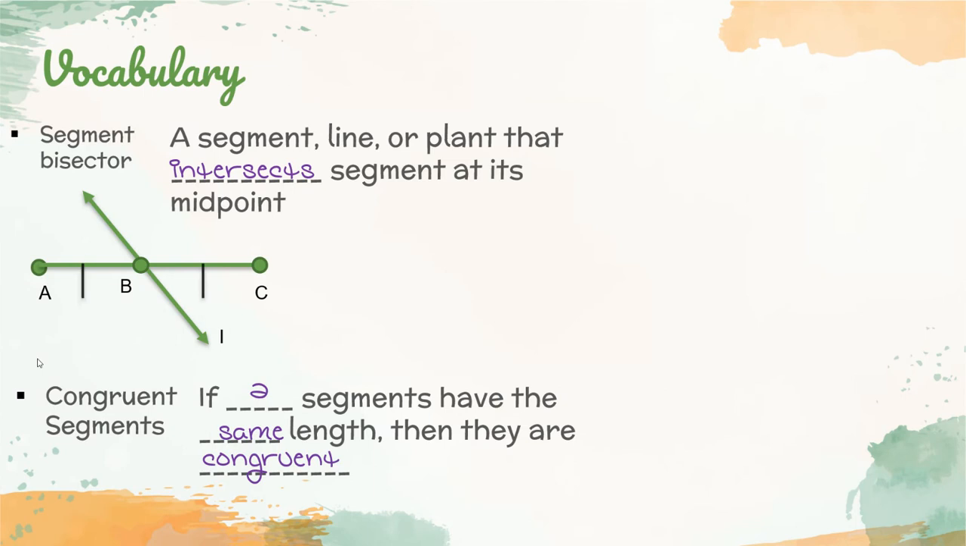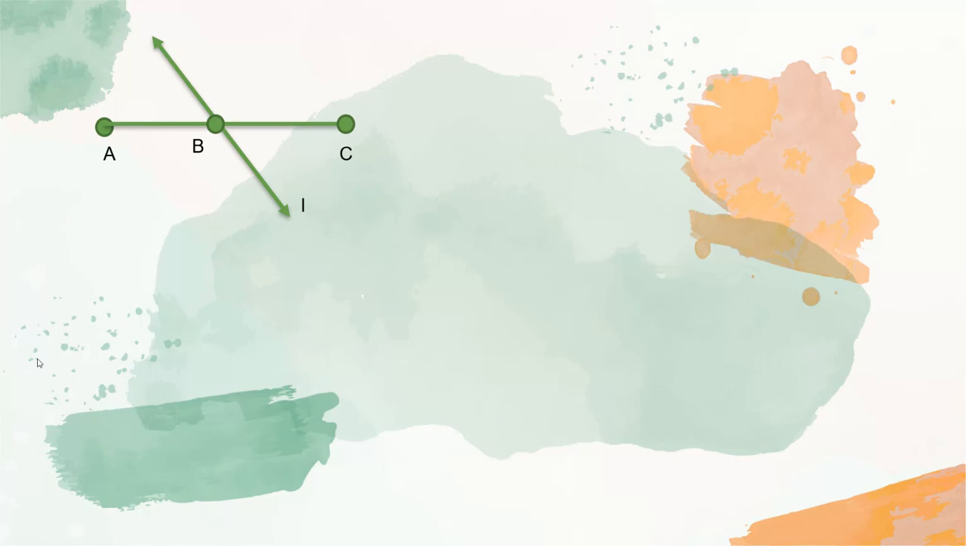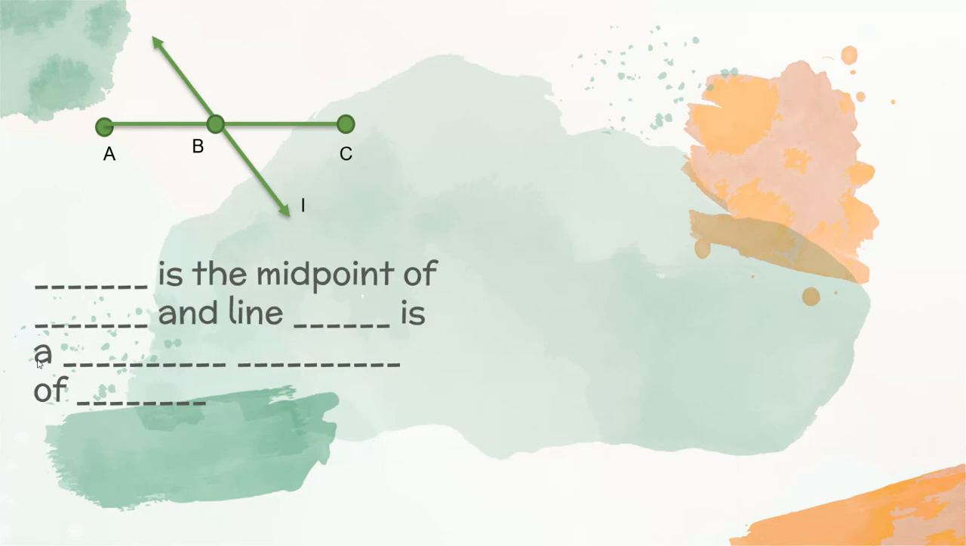And remember, we denote them with the two little dashes. All right, so let's put these into practice. Given our lines and points, point B is the midpoint of our line segment AC, and line L is a segment bisector of AC because it crosses at its midpoint of B.